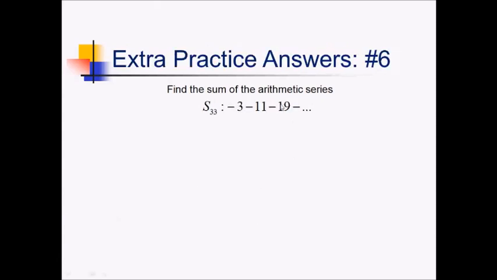On this problem, we're trying to find the sum of this arithmetic series. We have 33 terms in this series. They've given us the first 3. I'm going to use my sum formula to start us off here: n times (a1 plus an) over 2.